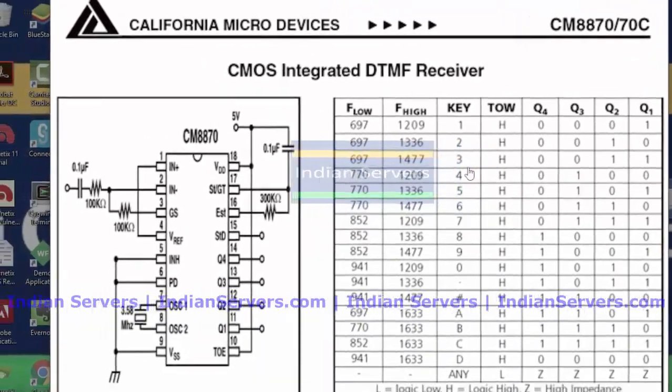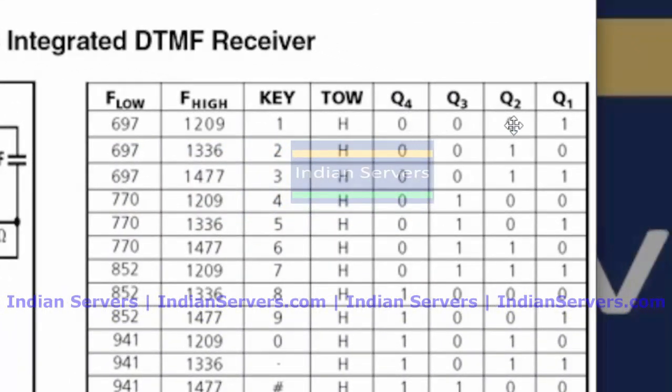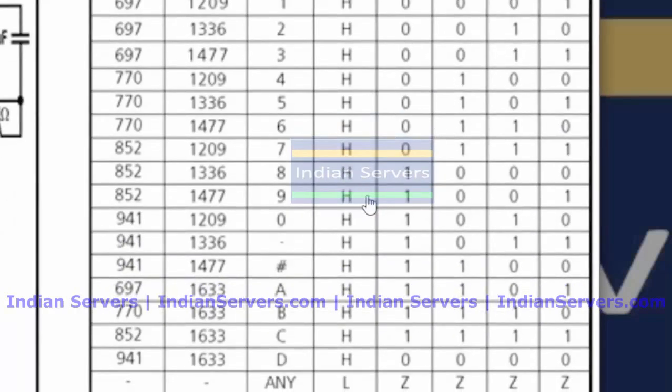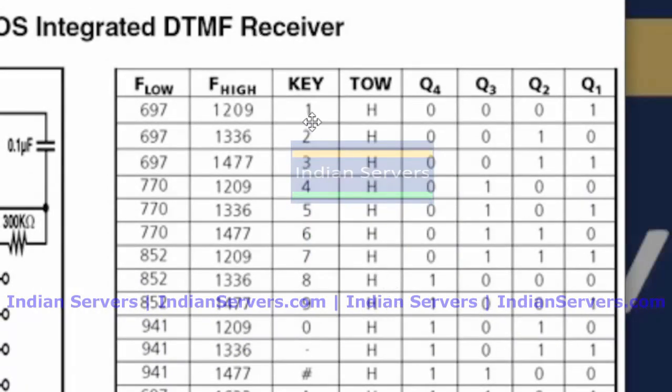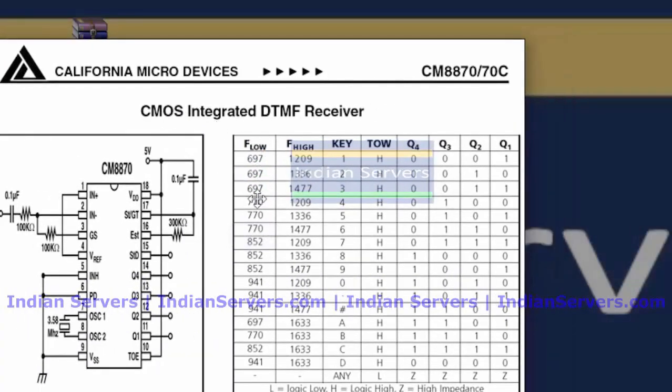So here in this diagram, you can see if you press key 1 from your keypad, the output of the DTMF decoder will be 0001. If you press 2, 0010 is the output. Similarly for other keys. So each key has a specific frequency, one lower frequency and one higher frequency. So these frequencies are specific for each key. So we are going to decode the tones or the frequencies generated by the mobile phone keypad.